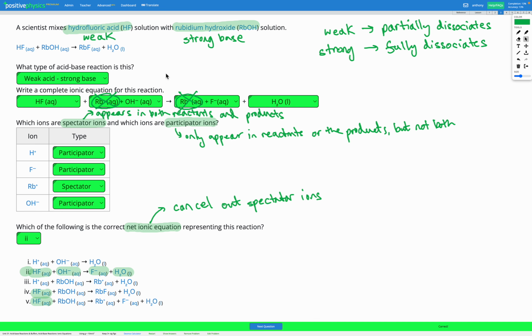So in this skill, our first step is identifying, do we have strong or weak acids or bases? If they're strong, they're going to split up into their ions in the complete ionic equation, just as rubidium hydroxide did here. If they're weak, then we're going to write the formula the same as it is in the equation overall, showing that it only partially dissociates. Next, we're going to identify spectator ions, which are those that appear in both the reactants and the products, and participator ions, which only appear in either the reactants or the products. And finally, we're going to choose the correct net ionic equation by cancelling out any spectator ions so that they don't appear in our equation.